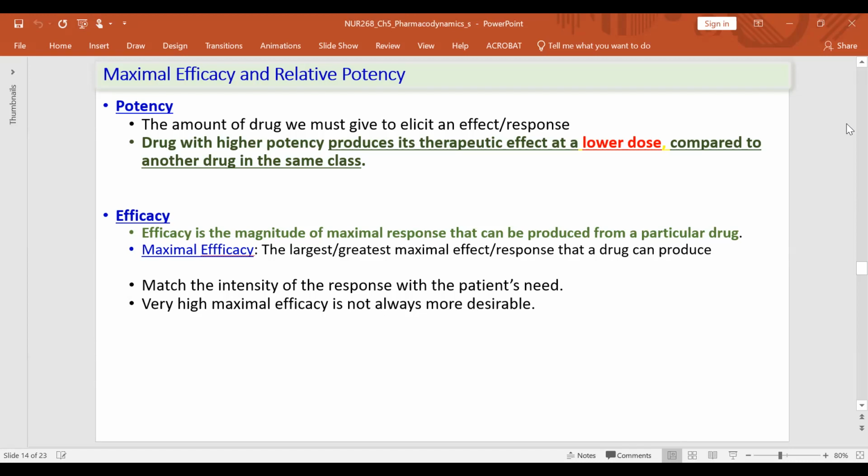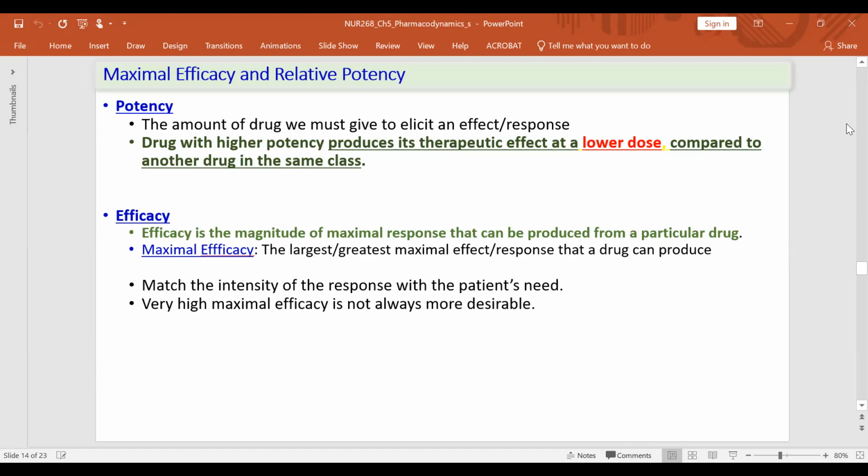Efficacy is very important, which is the magnitude or maximal response that can be produced from a particular drug. So maximal efficacy is the largest or greatest effect or response that the drug can produce, which is always the highest point on the curve, in figure A on the previous slide. So you measure the intensity of response that patients need. And very high maximal efficacy is not always more desirable.